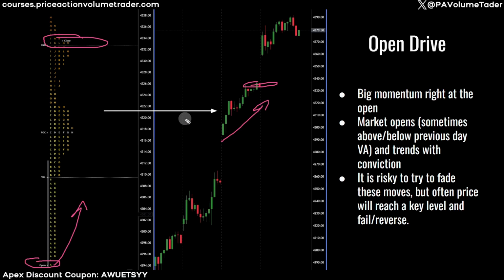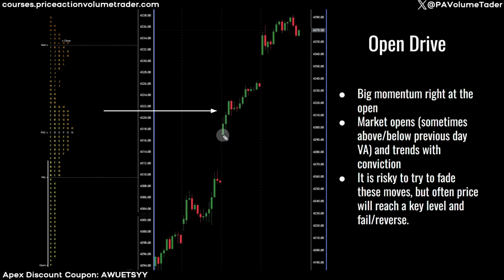So open drive days are, again, very high conviction. The big traders are pretty much positioned in one direction, and low time frame and high time frame traders are in sync, pushing the market in one direction. It is risky to try to fade these days because, like we can see, if you're just trying to catch a top on this day, you're just going to continuously get stopped out, as this is just going to be trending and trending in one direction.